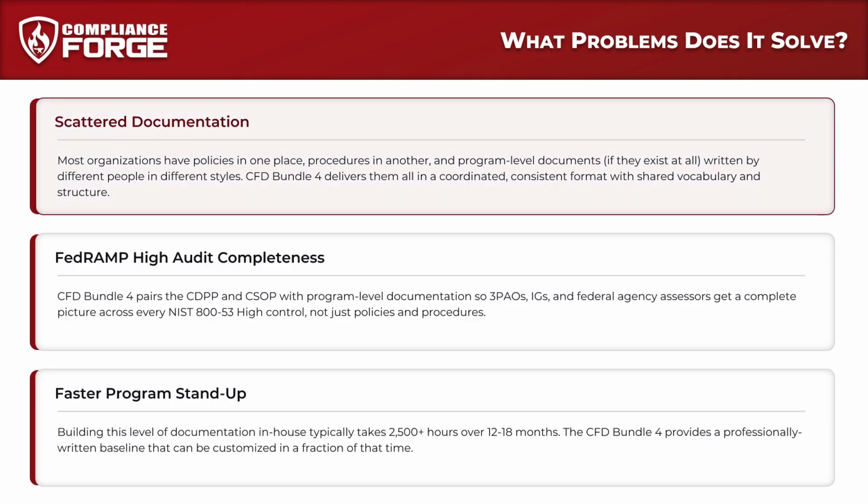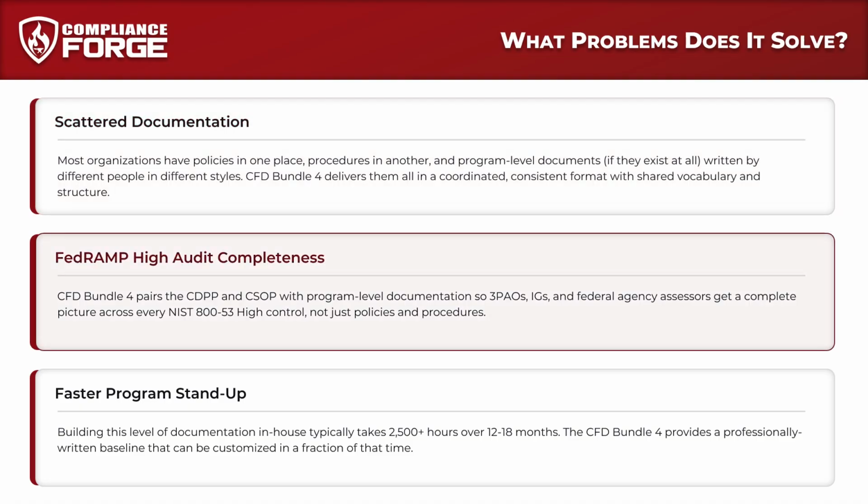The first problem is scattered documentation. Most organizations have policies in one place, procedures in another, and program-level documents, if they exist at all, written by different people in different styles. This bundle delivers them all in a coordinated, consistent format.